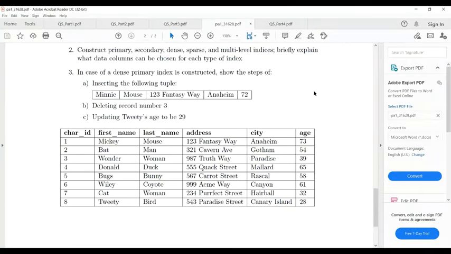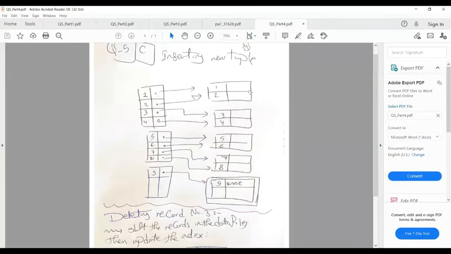Now, the last part of question 5, in case a dense primary index is constructed: show the steps of inserting the following tuple. Okay, inserting is very straightforward. Now we have our 4 pages, and we know that each page holds up to 2 records. Up to 8 we have full pages, so we need to construct a new page to handle the newly added tuple.